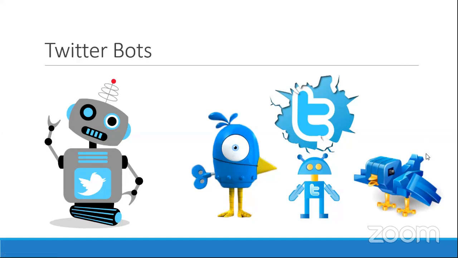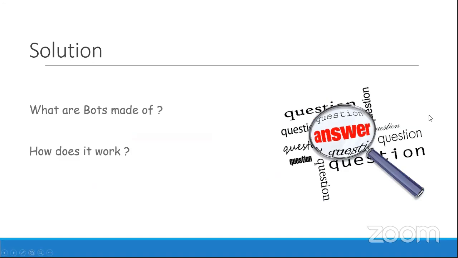Next thing, what are bots made of? How does it work? AI. Okay, AI, artificial intelligence. If you split it into an atomic level, it's all about algorithms.